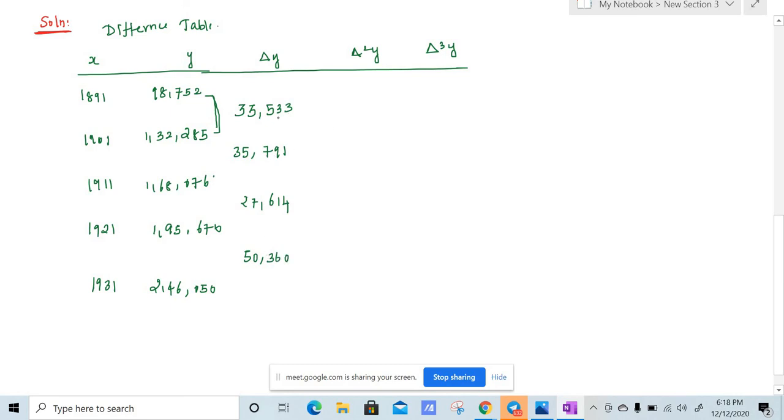And again you subtract this term and this term. So 35,791 minus 33,533, so it is 2,258. Subtract 27,614 minus 35,791, it will be minus 8,177. You should always subtract this term and this term, right? It can also have minus, and it will be 22,746. Just subtracting.